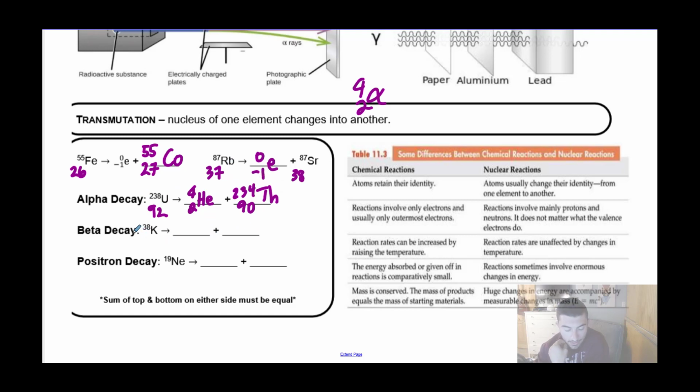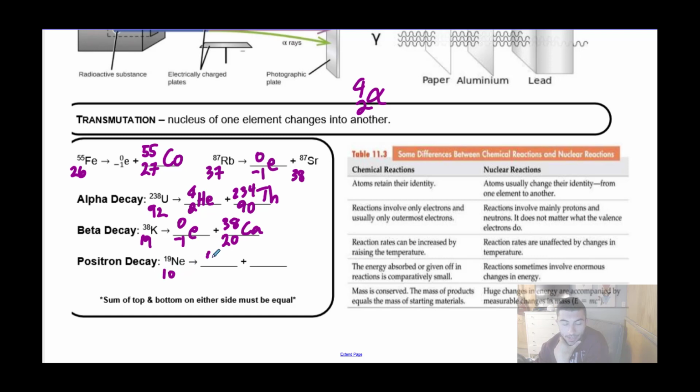If potassium-38 is undergoing beta decay, we're going to get same mass, but the neutron's going to turn into a proton. So we have one more proton in the nucleus. The atomic number changes to 20. That's calcium.